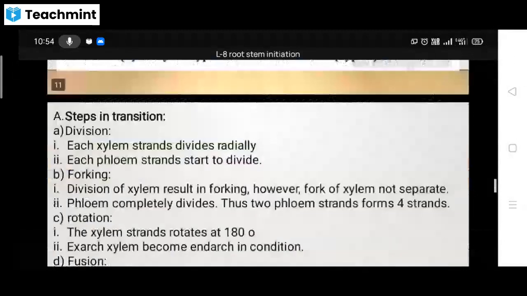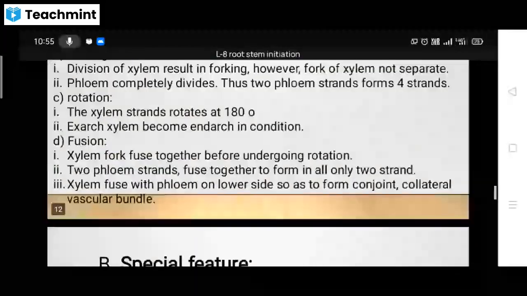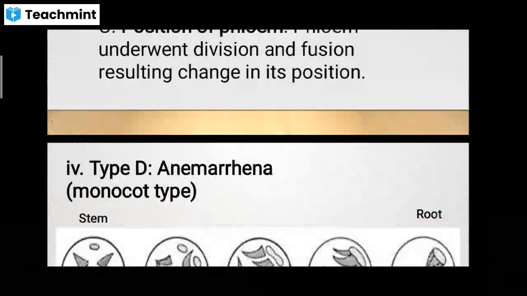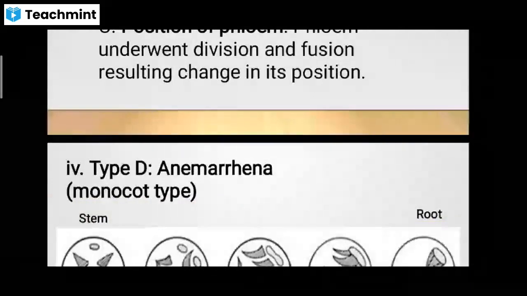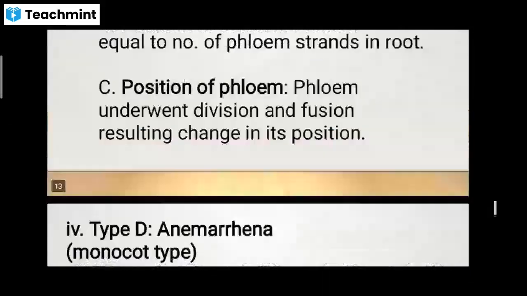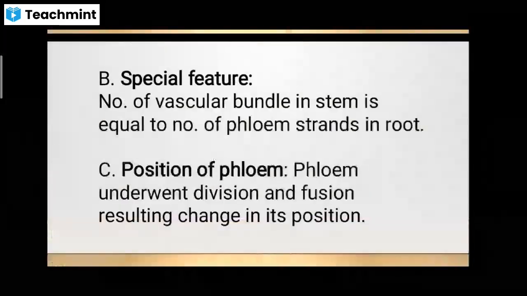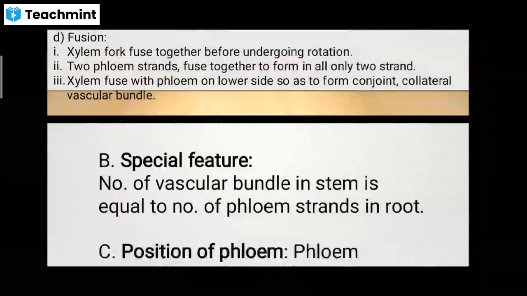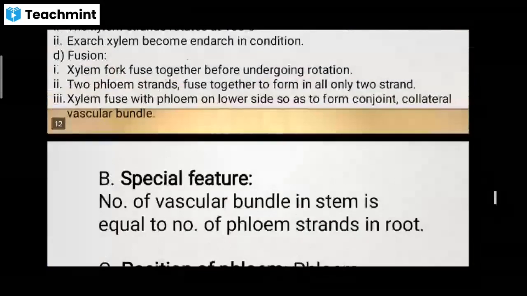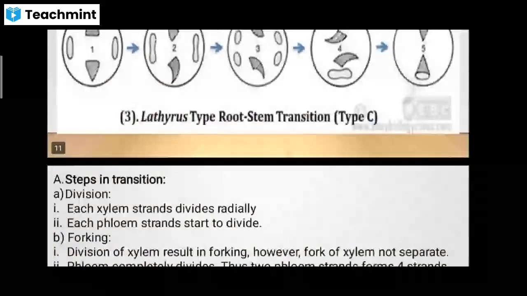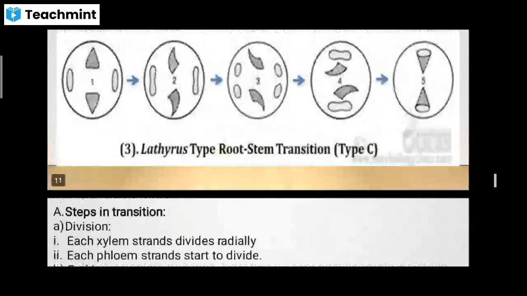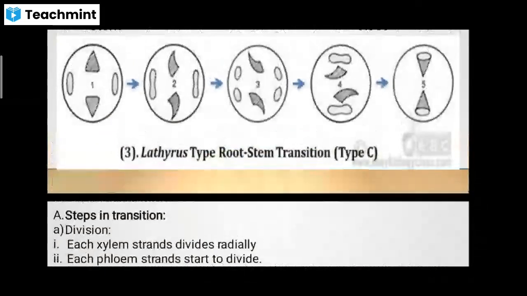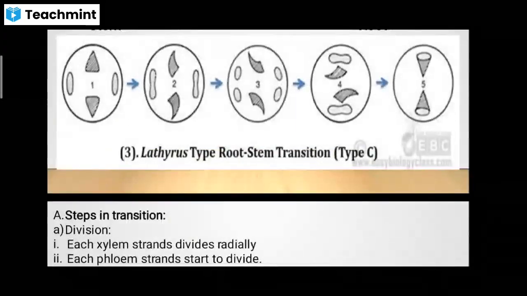The last remaining part is type D, the Anemarrhena or monocot type, which we will discuss in the next lecture. Have you all understood up to here? There are type A, type B, and type C. So what are the differences between each type of root stem transition? You can remember with this figure. If you can understand this figure, you can easily write about the processes.